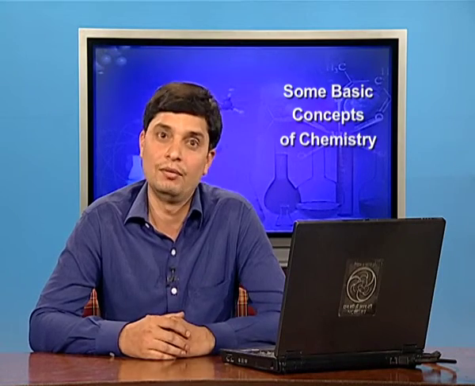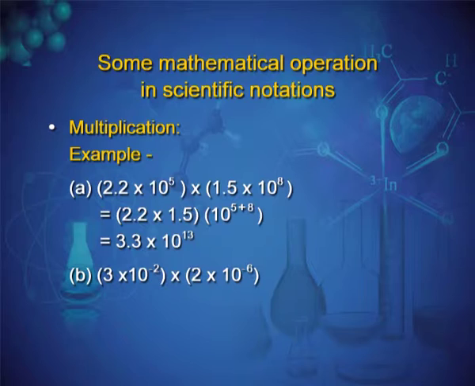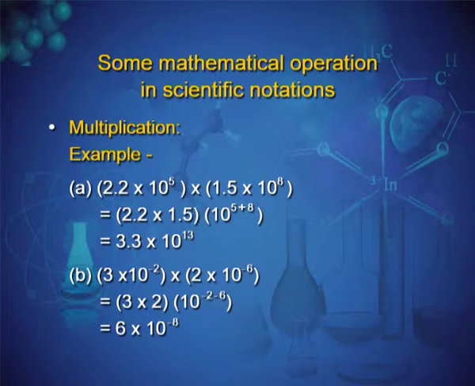Second example: we have to multiply 3 into 10 to the power minus 2 with 2 into 10 to the power minus 6. Again, we take the coefficient as 3 into 2 and the exponent as 10 to the power minus 2 minus 6. So the final answer will be 6 into 10 to the power minus 8.